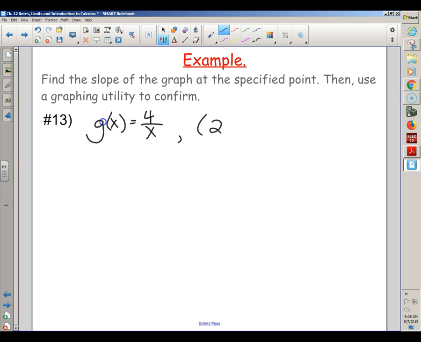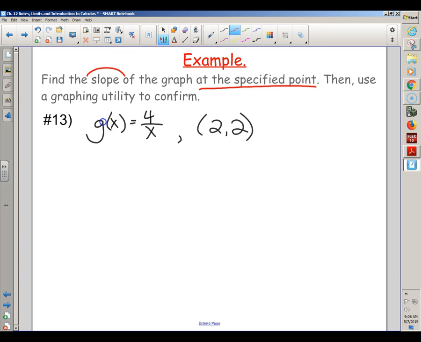And the point is 2, 2. Now, hold on. This says the slope, singular. Are they wrong? No, because it says at a specified point. So there's only one slope at one point. There's only one tangent line at one point, right? Now, if I move that point, there are lots of different ones.